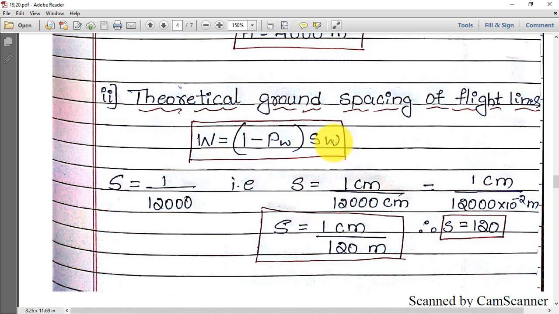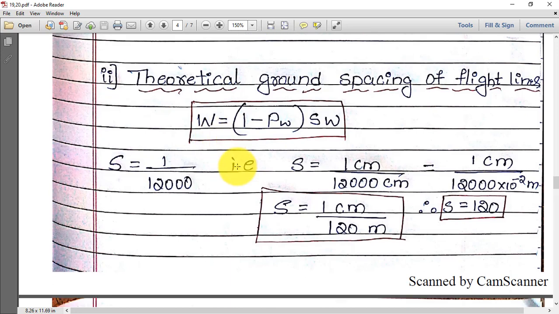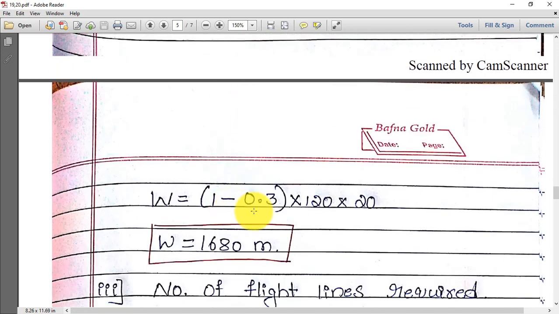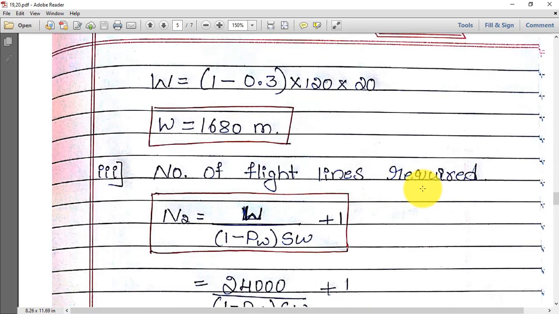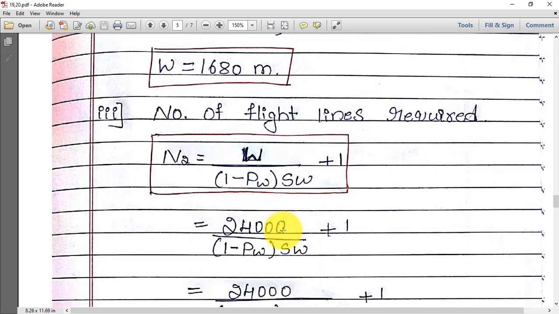Now we got the S value, and W is the size of the photograph, PW is given, everything is given, so find out W. W is 1 minus 0.3 into 120 into 20. So W is equal to 1680 meter. This is the second sub-question. Moving on to the third question, number of flight lines required. N2 is equal to W divided by 1 minus PW into SW, plus 1. You already know this formula, right? So substitute the values. W is 24,000 divided by 1 minus PW into SW, plus 1.